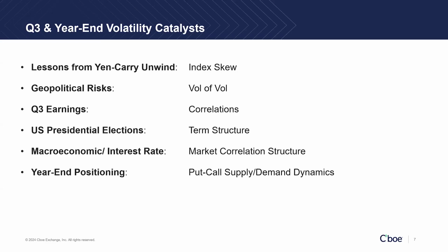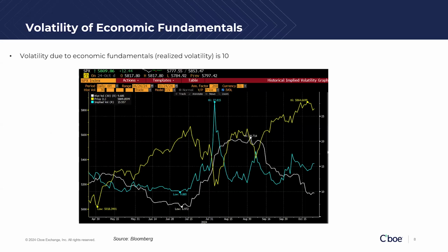Okay. So as I mentioned before, the largest component of the VIX is due to the volatility stemming from economic fundamentals, and a really good proxy for that is realized volatility, right? So at this moment, realized volatility is 10. So what that means is that if you were just to base volatility purely on economic factors, then the level of VIX would be moving much lower than it is today. Okay.